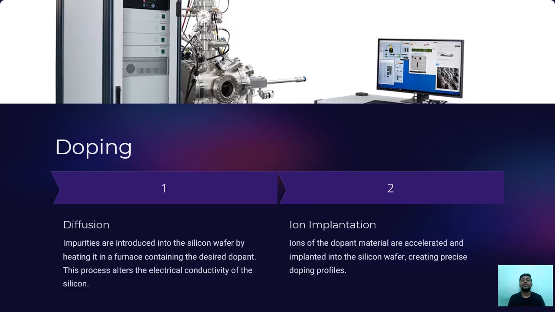Next, doping. Doping involves diffusion and ion implantation. Diffusion: impurities are introduced into the silicon wafer by heating it in a furnace containing the desired dopant. This process alters the electrical conductivity of the silicon. Ion implantation: ions of the dopant material are accelerated and implanted into the silicon wafer, creating a precise doping profile.